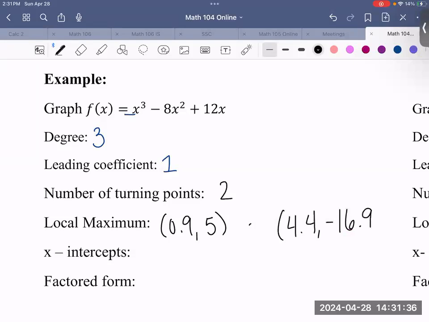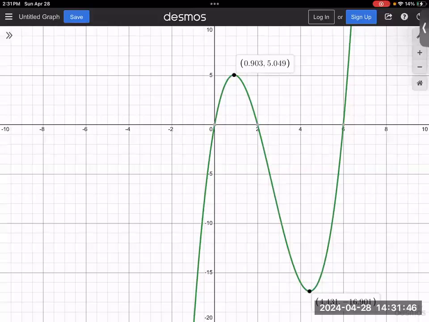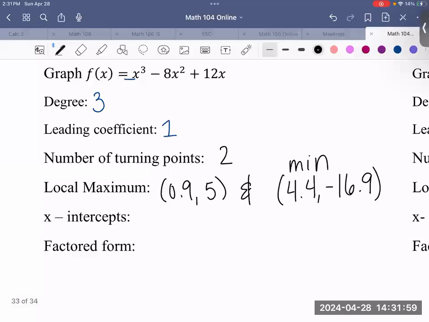So let's just do 1 decimal place. Now let's see if we can find any of your x-intercepts. So locating here your x-intercepts one more time on your graph, we have (0, 0), we have (2, 0), and we have (6, 0). So let's put that onto your graph right here. (0, 0), (2, 0), and (6, 0).